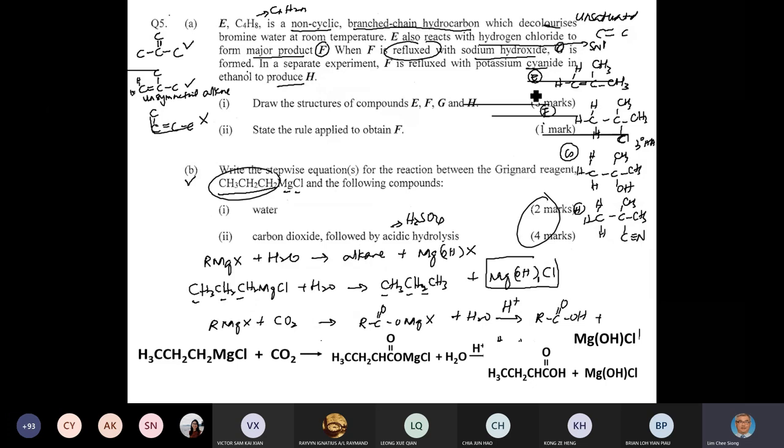Okay, some of the words can help you, but you just have to be concerned about what condition it should be. Okay, so state the rule applied to obtain F. Yes, the H and Cl are added, which we can form using Markovnikov's rule. Markovnikov's rule applies when the H attaches to the carbon with more hydrogens, to make the more stable compound. Okay, you can print screen.